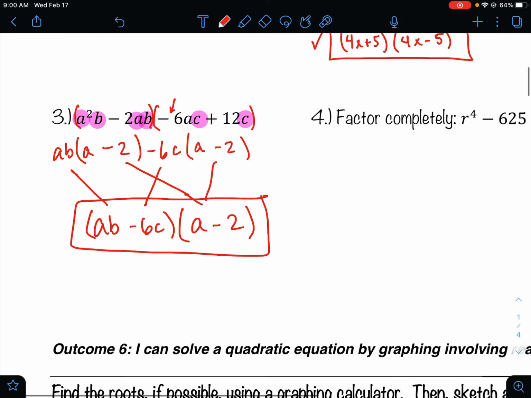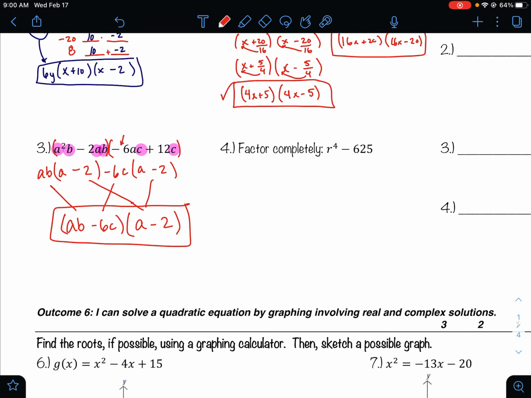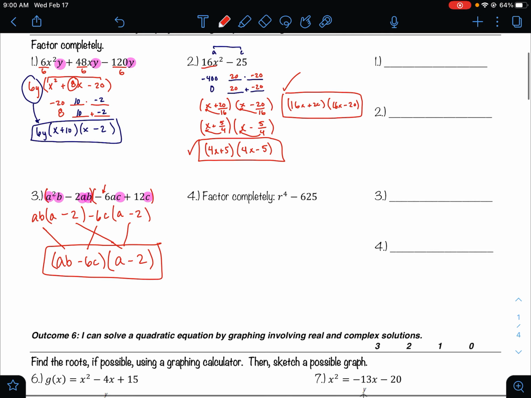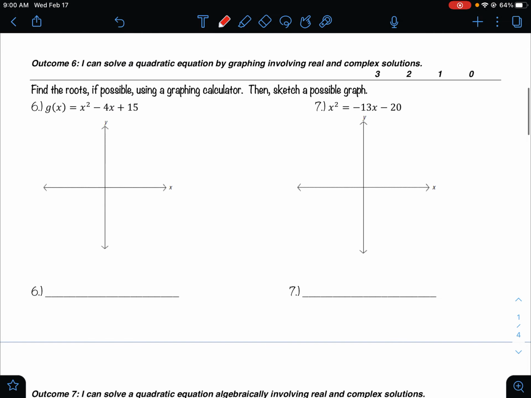All right, that is for outcome 0. That's all we're going to do. You're not going to have anything like this. I'm not going to make you do anything like that. So you can go ahead and cross that out. You don't have to do that. You won't see it on your test as well.